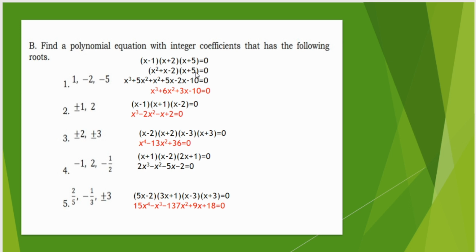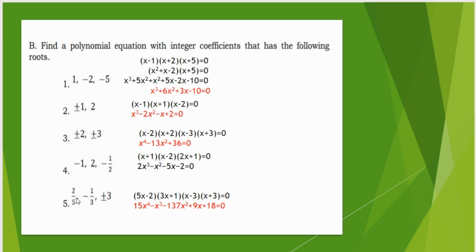Then we're going to multiply it with x plus 5. So evaluating things, we get x cubed plus 6x squared plus 3x minus 10 equals 0. In here, we have positive and negative 1, then 2. So this one is x minus 1 times x plus 1 times x minus 2 equals 0. Then we're going to evaluate things, and so on and so forth.